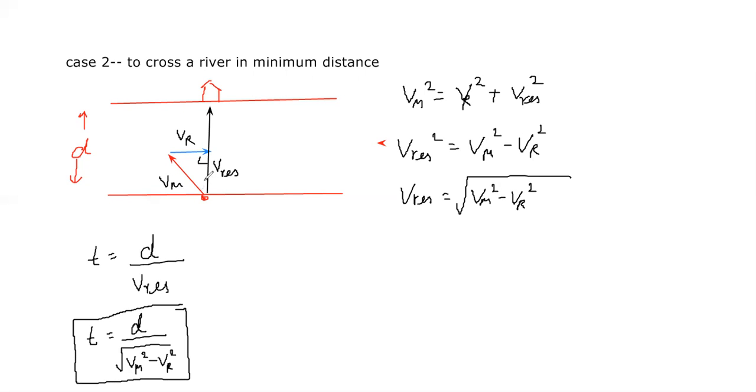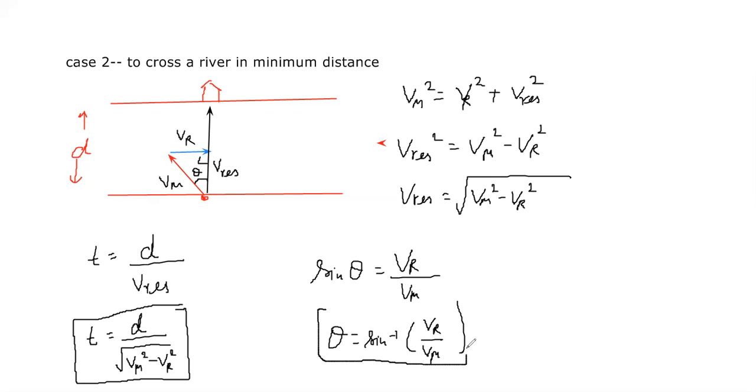Now, at what angle should the person travel? Sine theta equals Vr upon Vm, or we can write theta equals sine inverse of Vr upon Vm. So these are the two cases based on the river-man problem.